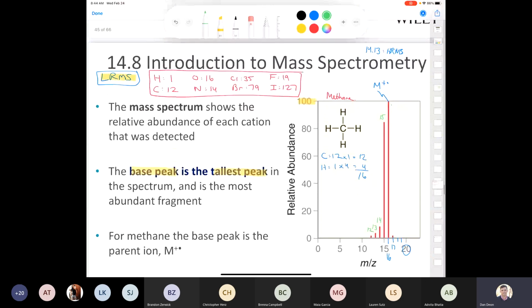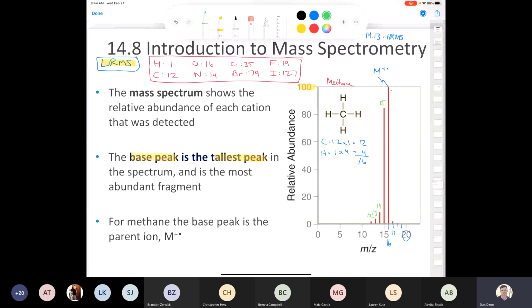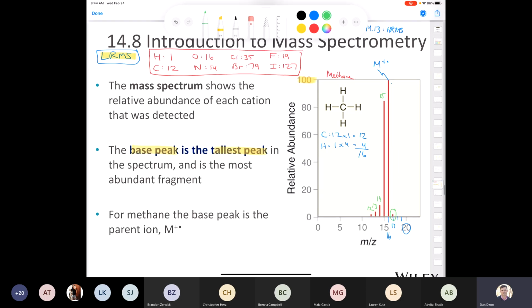Before we move on, I just want to address one more thing, for my students who are super astute. If you didn't watch the videos, you probably noticed that there's this peak here at 17. And you might be wondering, why is there a peak at 17? Well, if you were to measure the relative heights of the molecular ion and this peak at 17, you'd see that the peak at 17 is about 1.1% as big as the molecular ion. And there's a good reason for that.